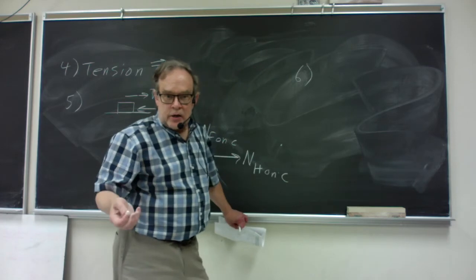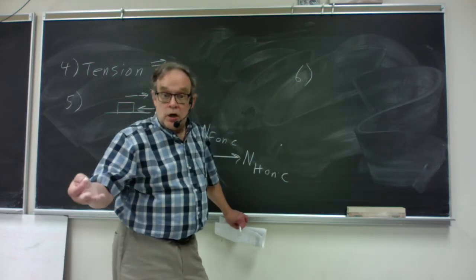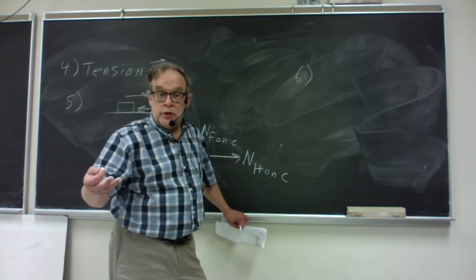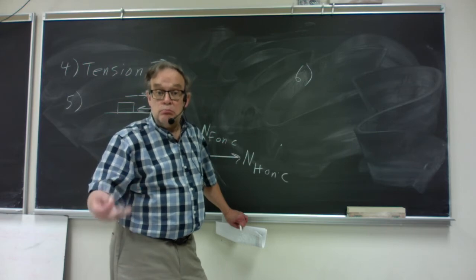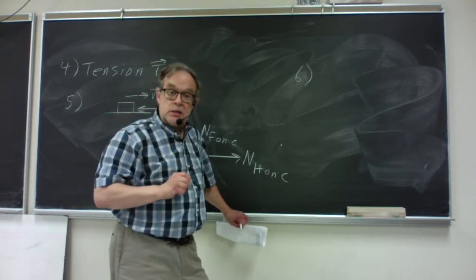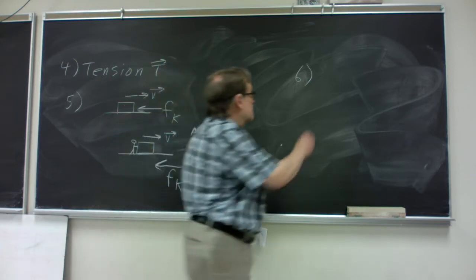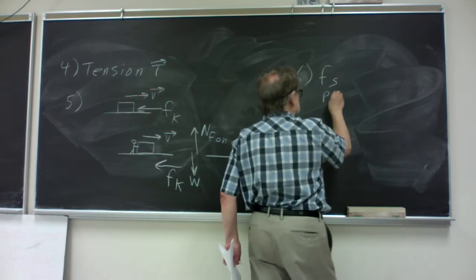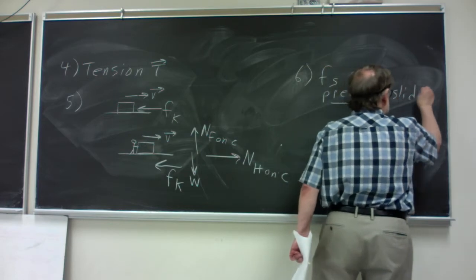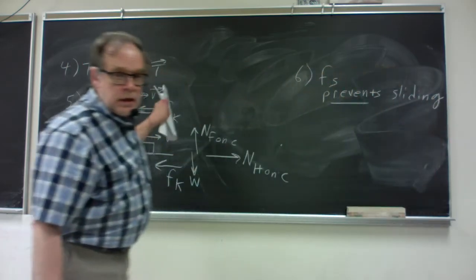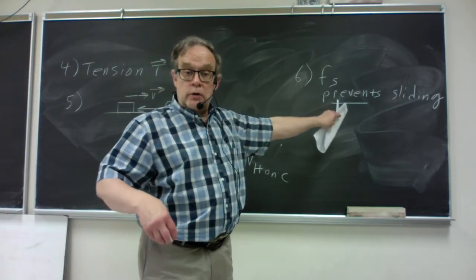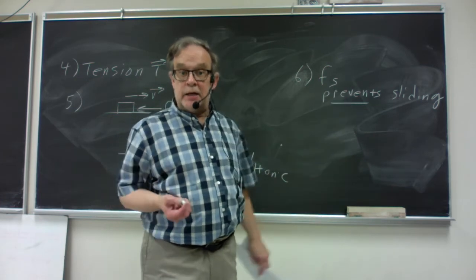is called static friction. Static means unchanging, and static friction is a kind of friction that happens when a thing is not moving. Static friction force is a force that prevents sliding. Kinetic friction happens when there is sliding. Static friction is what's going on when you would expect sliding, but the sliding is prevented.